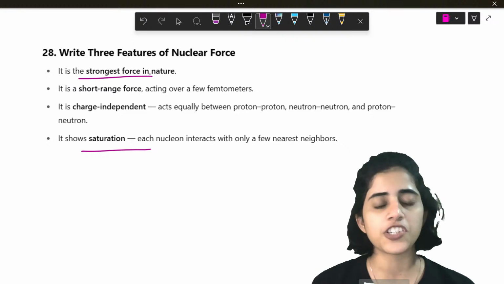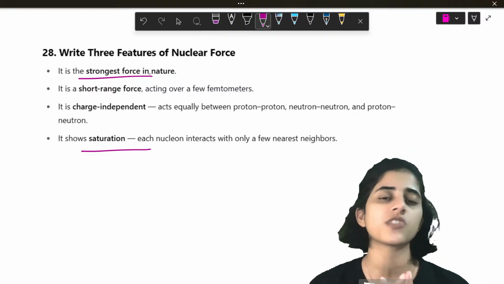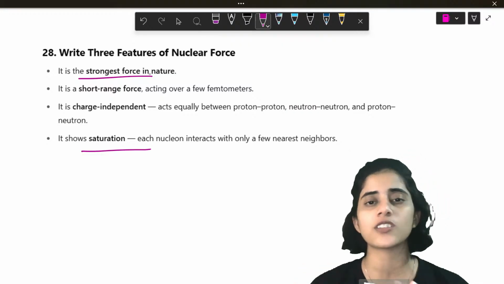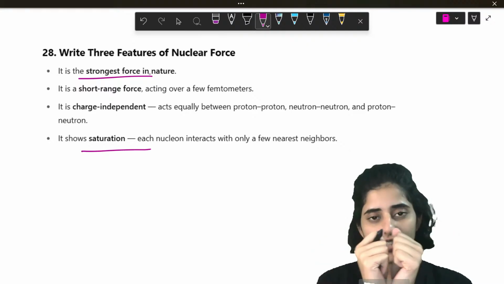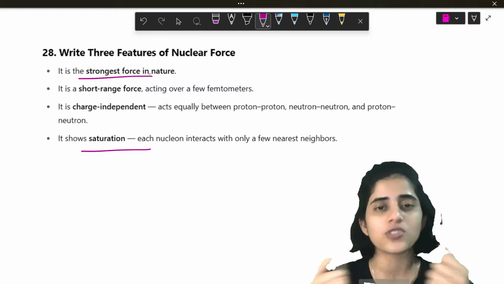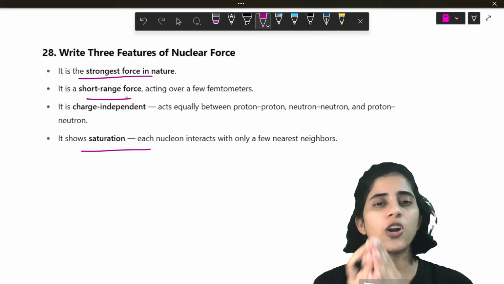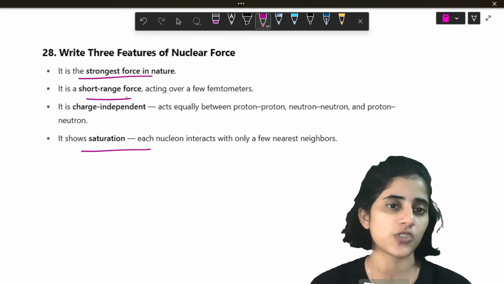What else? It is the strongest force in nature. That means it's very strong, even though it's a very short range. Like, you can't see where the nuclear force is. So how can you separate it? It's very small. I mean, the distance is very small, but the strength is very large. That is why that is the second point, short range force, which means they're very close.